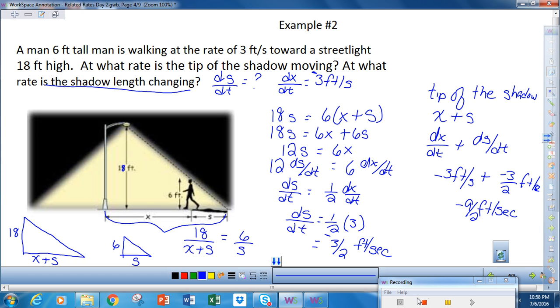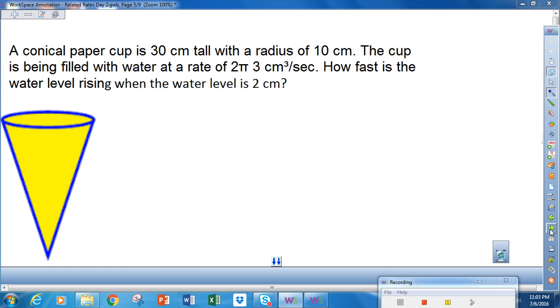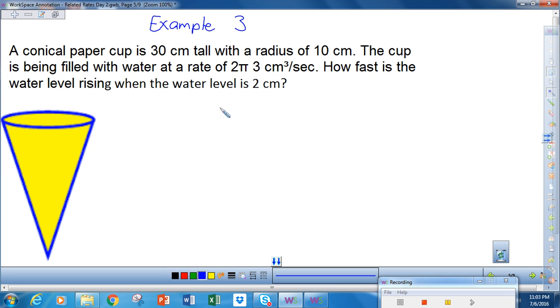Okay? Alrighty, so that is example 2, another example where we had to use similar triangles. For example 3, I want you to see that example 3 is very similar to example 1. So what I would like for you to do is pause the video and do this on your own. Finish the video, complete this, and then I'll have the answer in the next video.